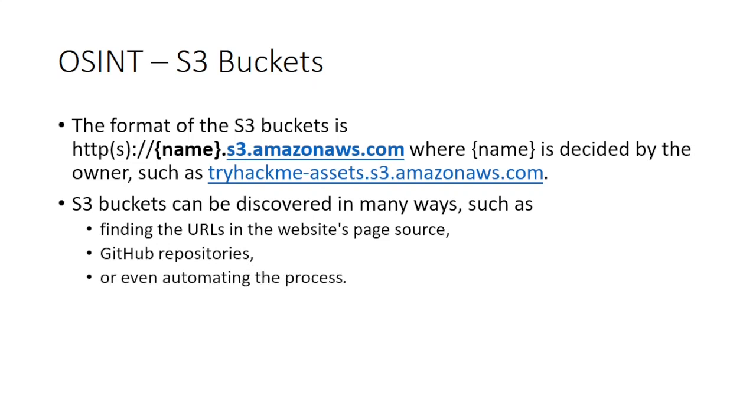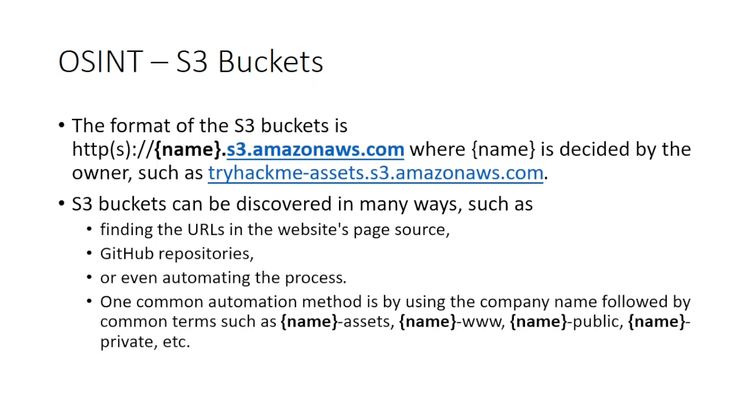S3 buckets can be discovered in many ways, such as finding the URLs in the website page source, GitHub repositories, or even automating the process. And one common automation method is by using the company name followed by common terms such as name-assets, or name-www, or name-public, or name-private, and so on and so forth.